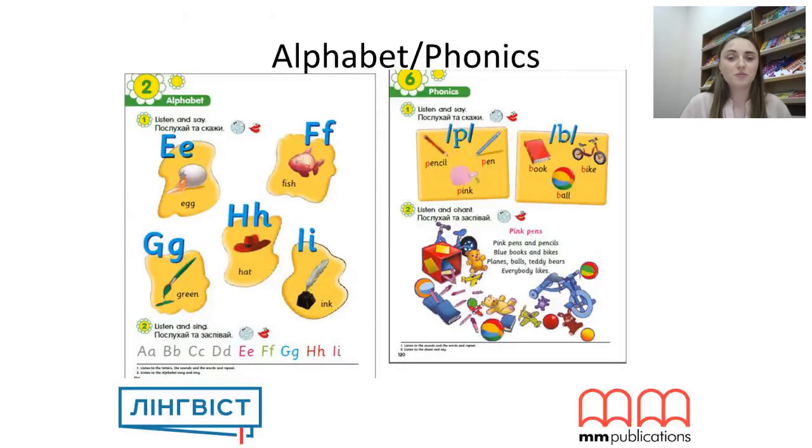At the end of the student's book, you will find alphabet and phonics lessons. Our students are learning the letters of the alphabet. The letters are presented with the help of pictures and with catchy songs. So our students will be learning the letters of the alphabet, having a visual aid. And they will be able to memorize how each letter sounds with the help of a catchy song.